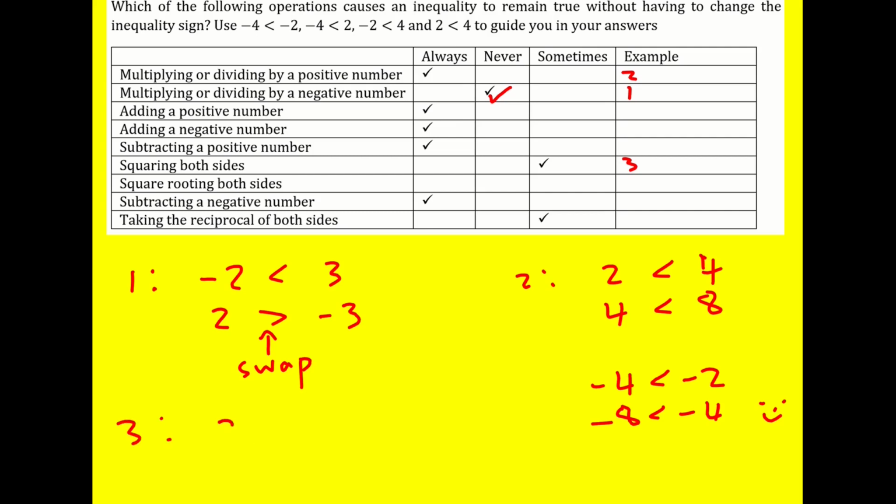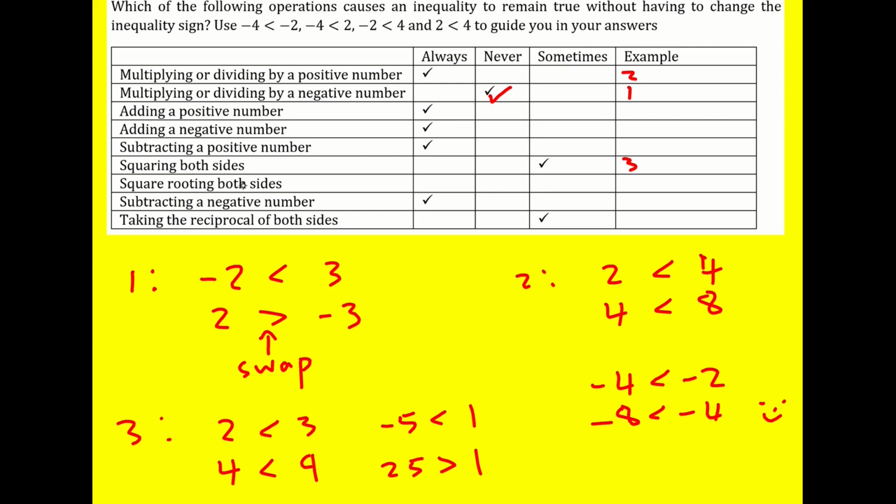Okay, we see that 2 is less than 3, and if we square both sides, we get that 4 is less than 9. We don't swap the sign around. However, if I go with minus 5 is less than 1, if I square both sides, I get 25 is greater than 1, and I have to swap it around. So really, I would avoid squaring with inequalities wherever possible.